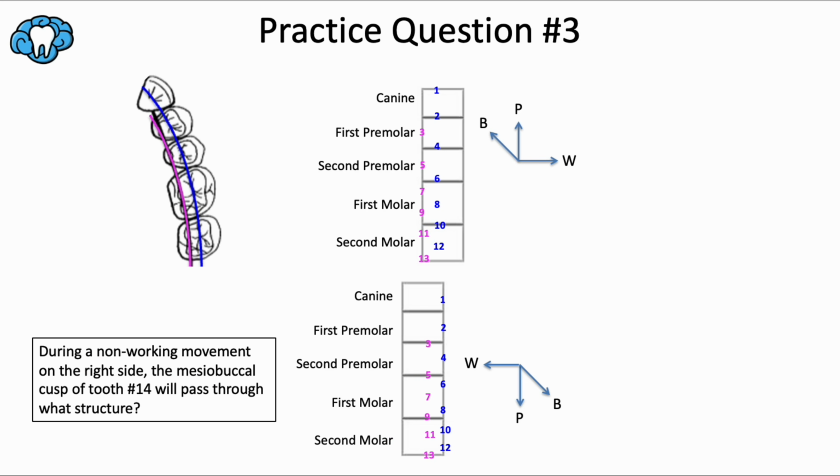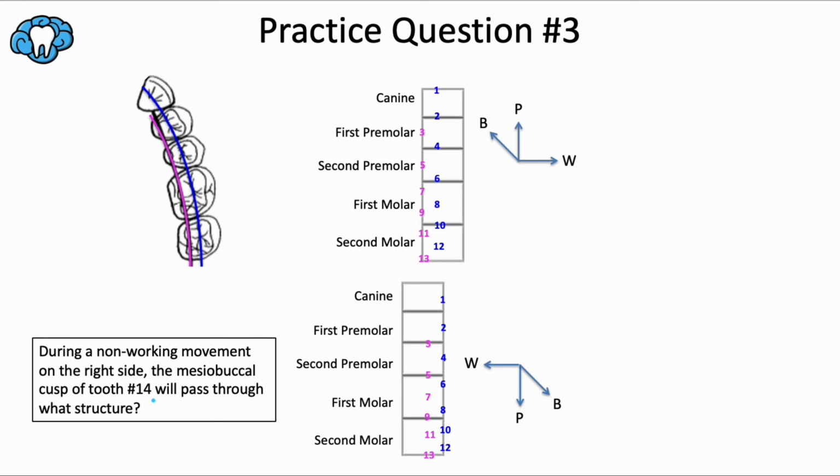Well, let's do another one. Let's do one more. Okay, so during a non-working movement on the right side, the mesiobuccal cusp of tooth number 14 will pass through what structure? Oh my goodness. Okay, it's worded a little bit differently, but that's okay. Stick to the process. When you know you're dealing with a dynamic occlusion question, just stick to this process.